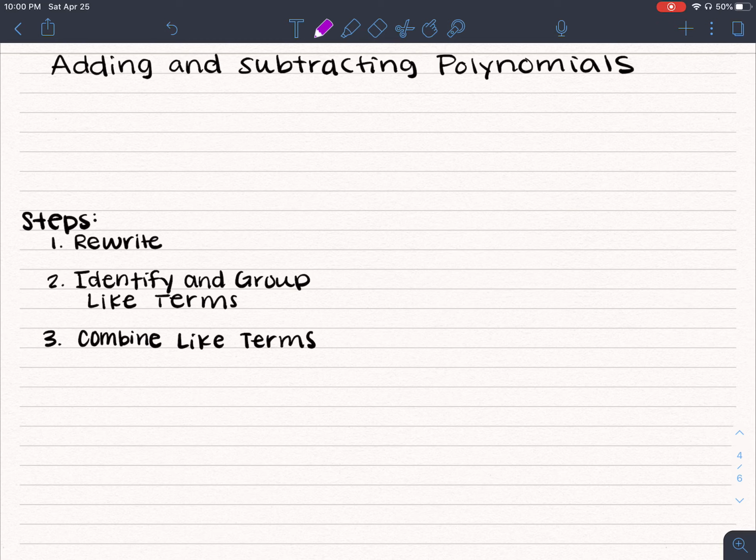So in going over these steps, I always like to look at an example. So I'm going to write our example out now. Our example, so I'm going to write EX for example, is our first polynomial is 6x cubed plus 12x squared minus 15x. We're adding that to 4x squared minus 12x plus 8.